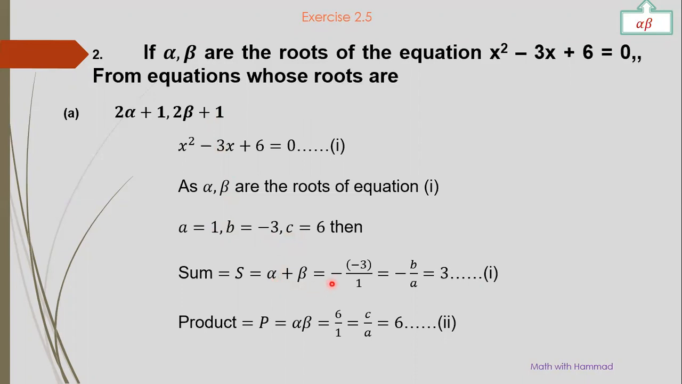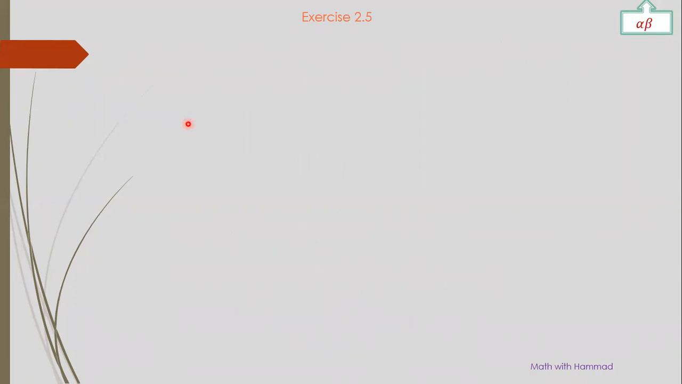Alpha plus beta is minus B over A. Here B is minus 3, so minus into minus 3 over 1. Minus into minus is plus, answer is 3. And product means alpha into beta is 6 over 1. Answer is 6. Now S is 3 and P is 6. Now we will move to the part that is 2 alpha plus 1 and 2 beta plus 1.